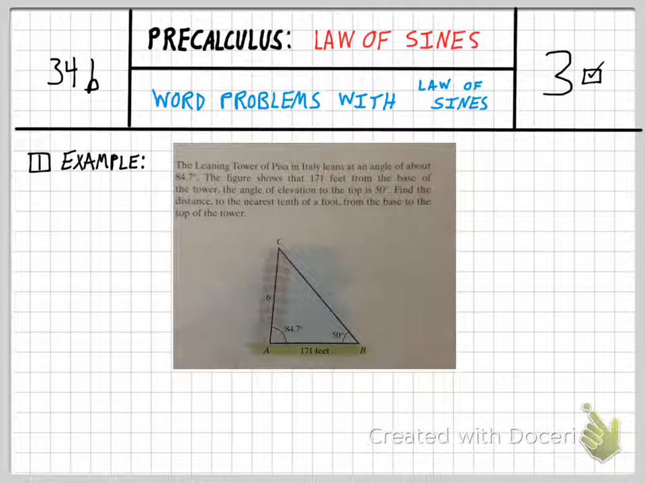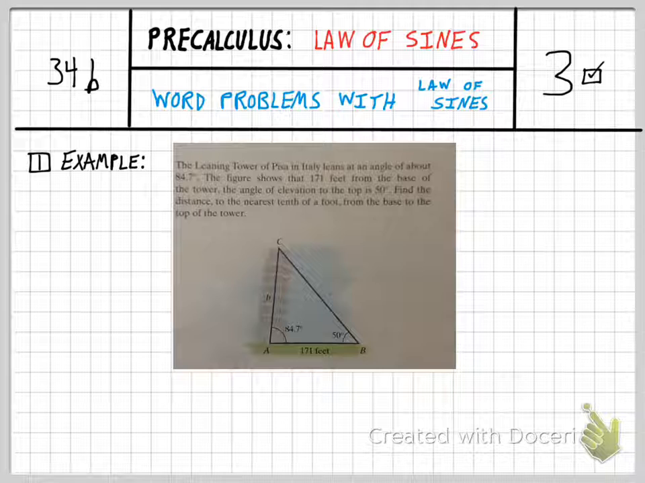Alright, this is Precalc Concept 34B. We're going to look at a couple applications of the law of sines, which are basically word problems where knowing the law of sines is going to be really useful for solving some things that you might encounter in the real world. We'll jump right in with an example here.